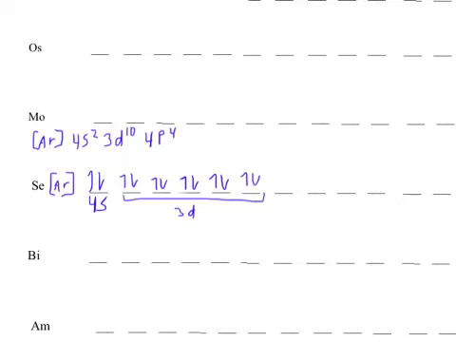And then we'll move on to the 4p. There are 3 orbitals in the p sublevel. So there's 1, 2, 3. We'll label it 4p, and we're going to occupy it with 4 electrons. We'll start with the ups. 1, 2, 3, and then 4.